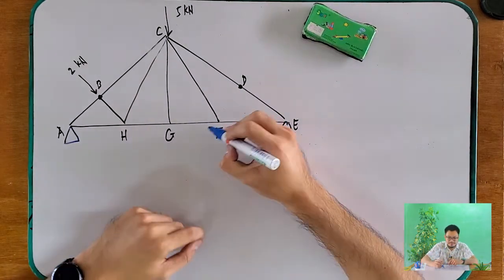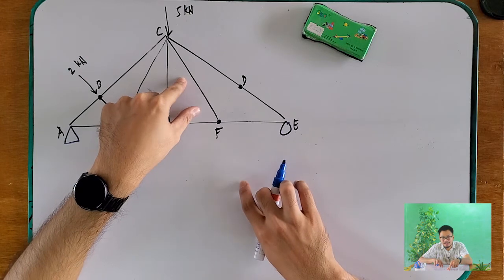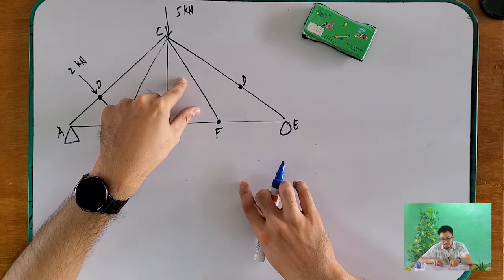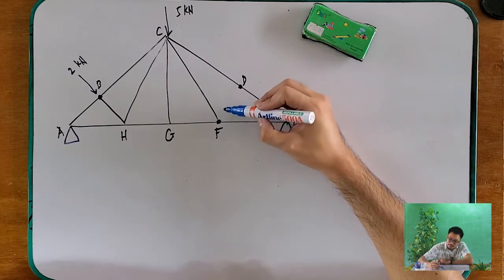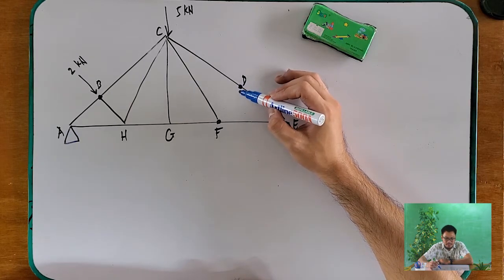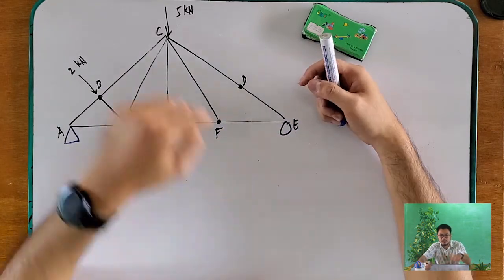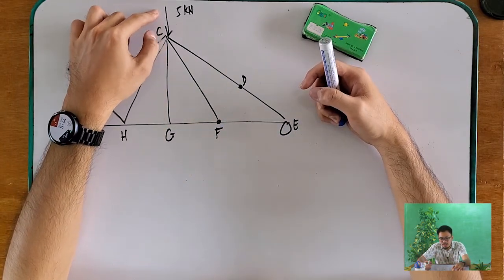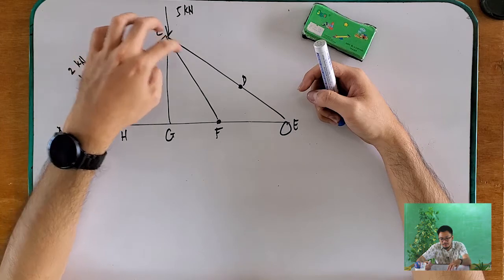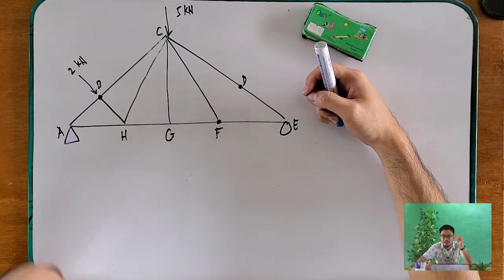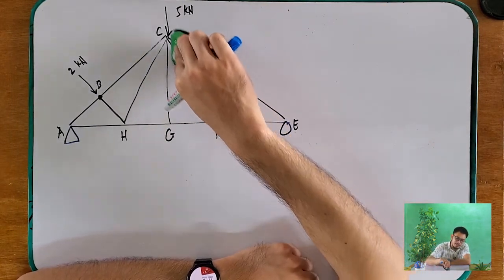Furthermore, look at F. GF and EF are collinear. CF is not collinear. So therefore, also there is no external force acting on your F. So this one, we can say that this one is a zero force member. But sir, there is a 5 kilonewton load here at CF. It doesn't matter. Why? Because probably the other members that are supporting that 5 kilonewtons are the ones bearing the load. So therefore, this one is a zero force member.